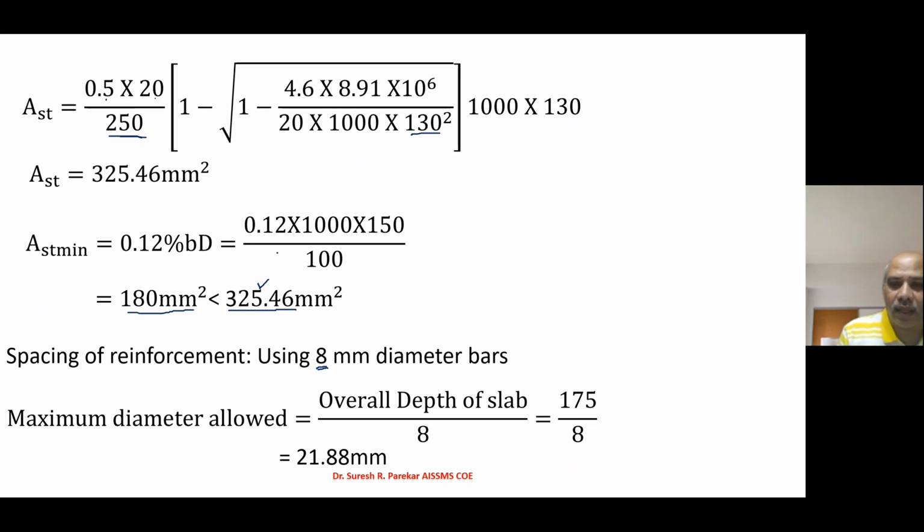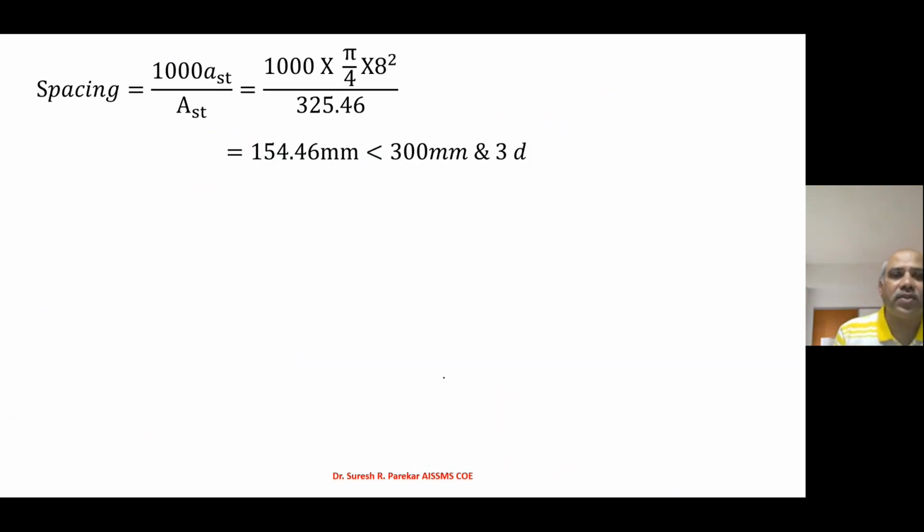So we have this overall depth. Now in this we have overall depth that is 150, and then we have 150 upon 8, that is 18.75. So we have this value actually 18.75 millimeters. So we can take bar up to 16 millimeters, but generally in slabs we will go for 8 or 10 millimeters only. Then we have spacing. So we will get this spacing that is 154.46 millimeter. We have to always provide less than this. So area provided will be greater than this one.